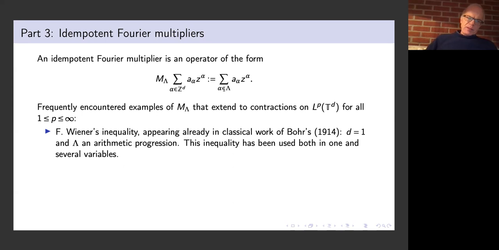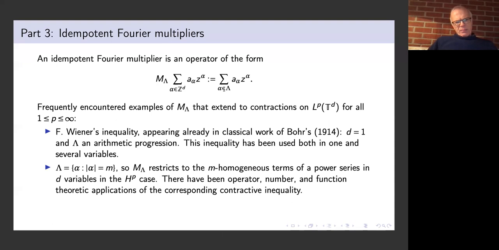there is an inequality of F Wiener that you find in classical work of Bohr from 1914, and there you just take an arithmetic progression. Okay, so any arithmetic progression in dimension one will give you such a Fourier multiplier. And this is an inequality that has been used both in one and several variables. Then another thing you can do is to let lambda be the indices associated with the M homogeneous terms of your Fourier series, which means the M homogeneous terms of your power series if you are in the HP case. And this is a quite useful thing to know, that this Fourier multiplier has norm one.